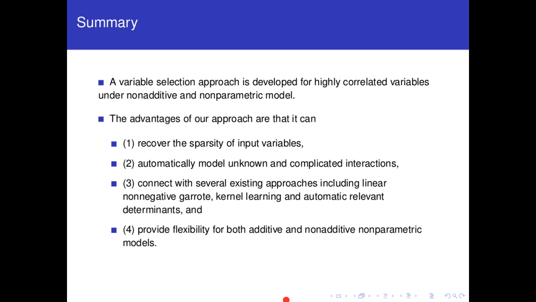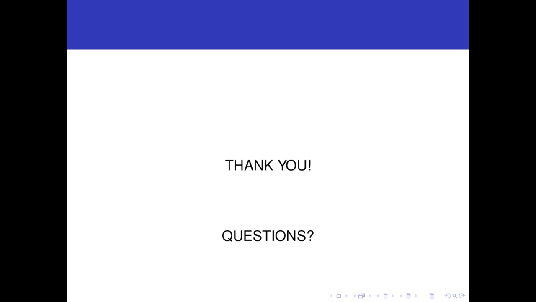So we propose our variable selection for highly correlated variables in non-additive and non-parametric models. An advantage of our approach is that it can recover sparsity of input variables. We can automatically model unknown and complicated interactions, can connect with other approaches, and we can also provide flexibility for both additive and non-additive non-parametric models. And thank you, and feel free to give me questions.